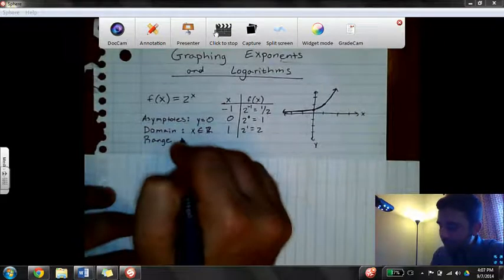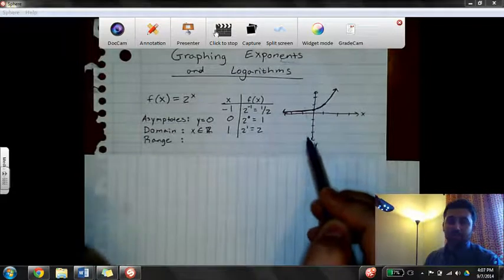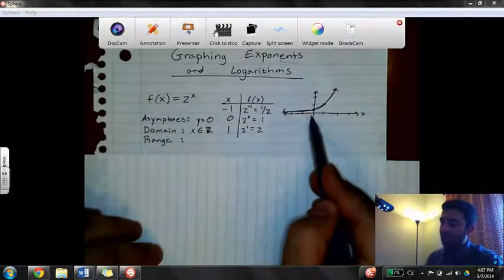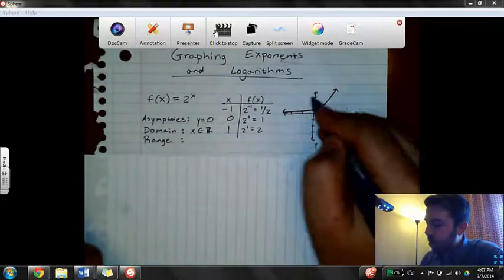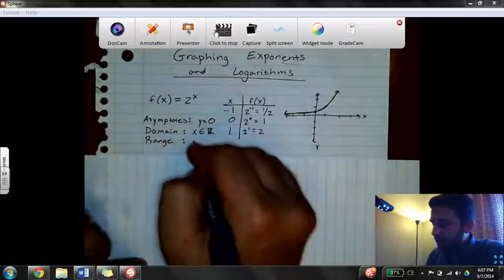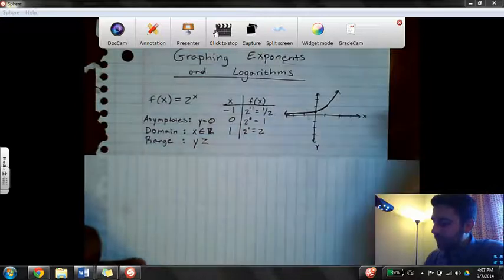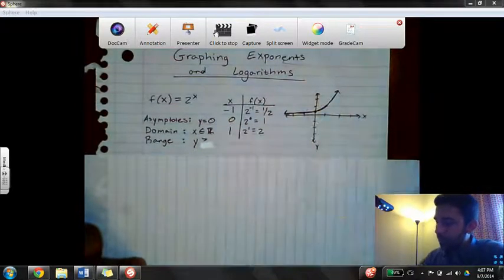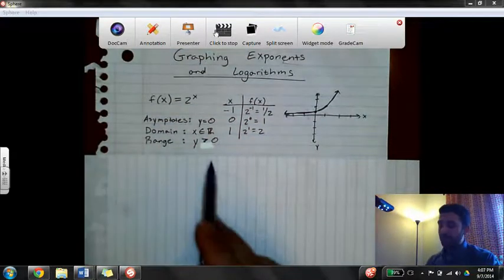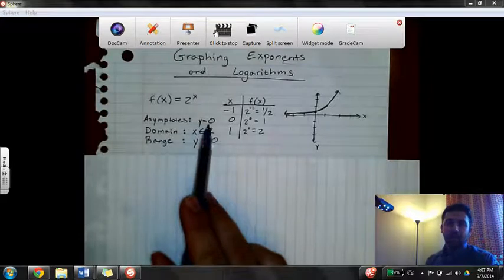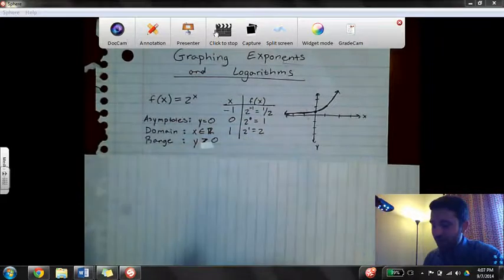So then the range: look at the negative y values. My function will never reach a negative y value, which makes sense seeing it's approaching the asymptote y equals 0. But it will hit all of my positive y values. So for the range, y is greater than 0. Notice I almost said greater than or equal to, but since my function will never reach the line y equals 0, it is just y is greater than 0.